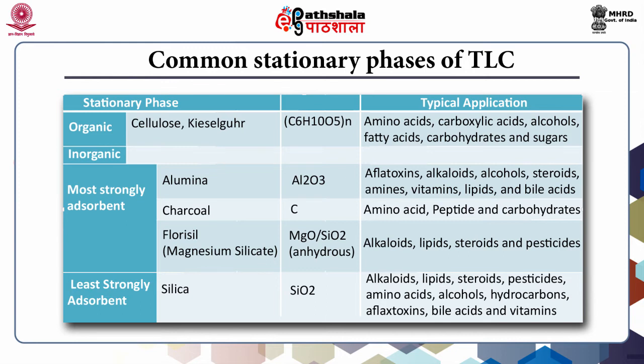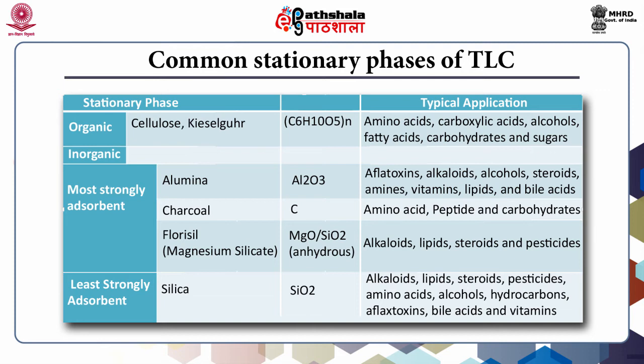The inorganic stationary phase can again be divided into two categories. One is the most strongly adsorbent and the other is the least strongly adsorbent. In the case of the most strongly adsorbent, the examples are alumina, charcoal and fluorosil. In the case of the least strongly adsorbent, the example is silica.